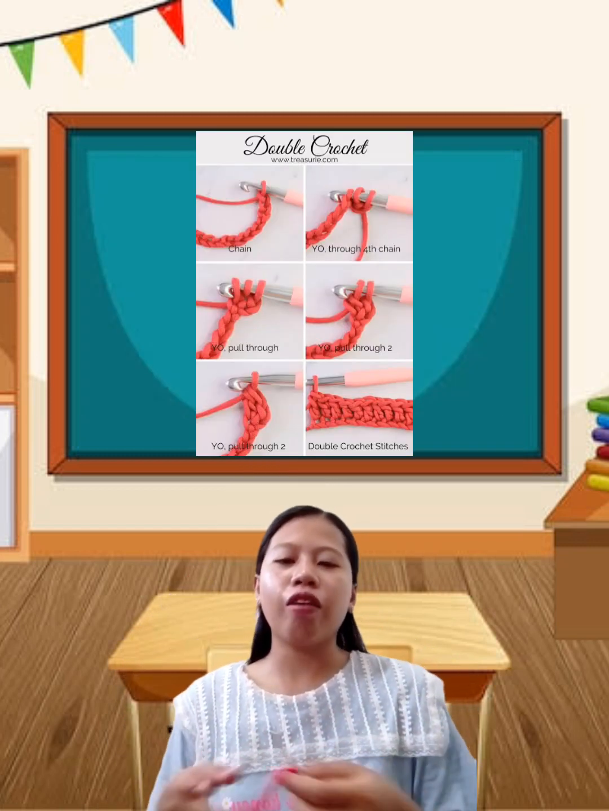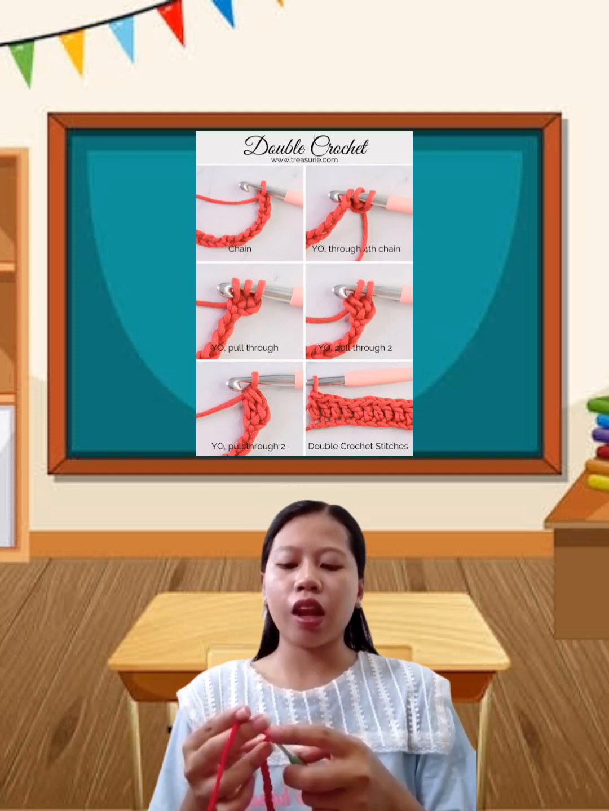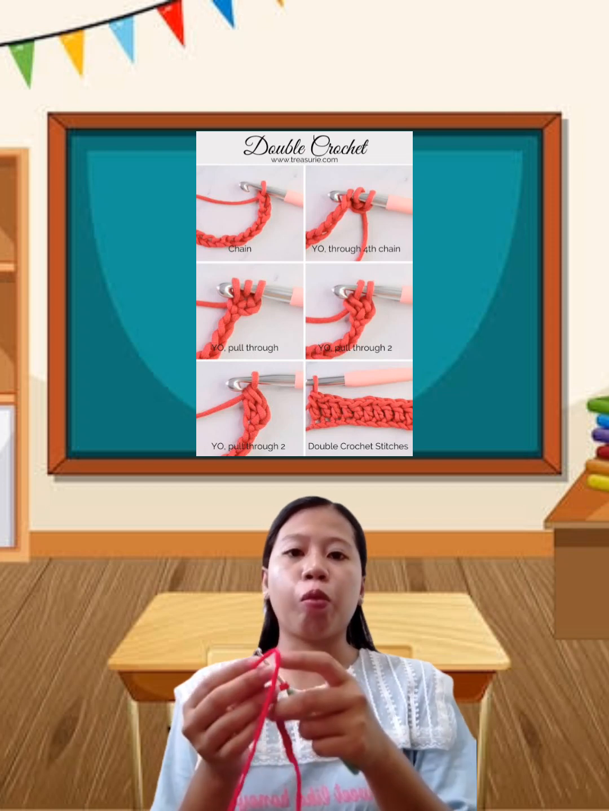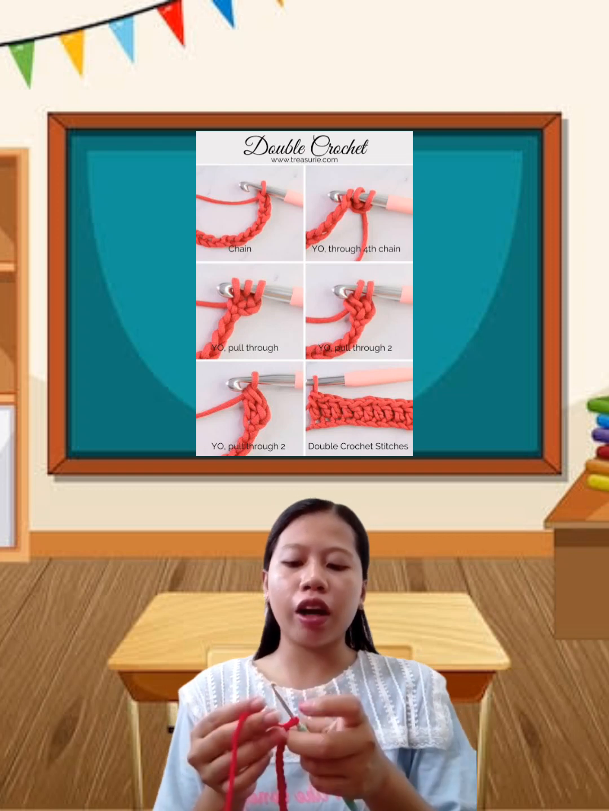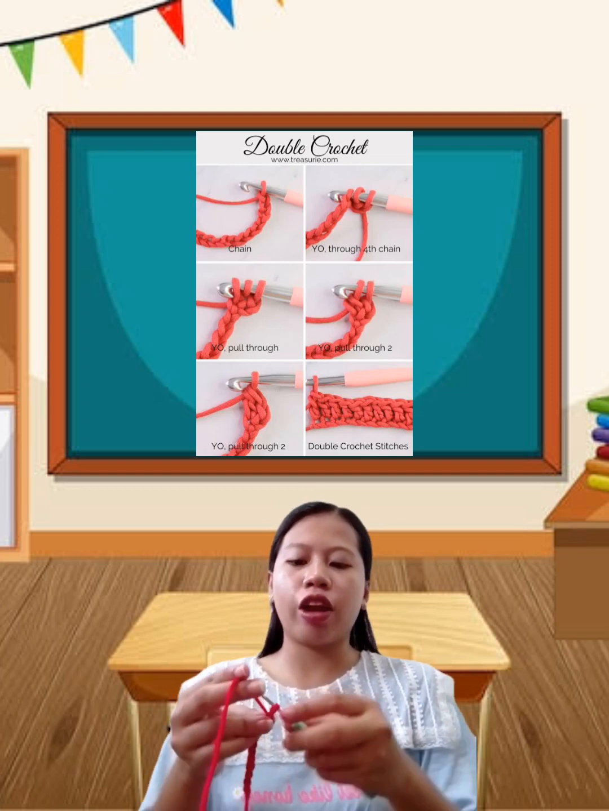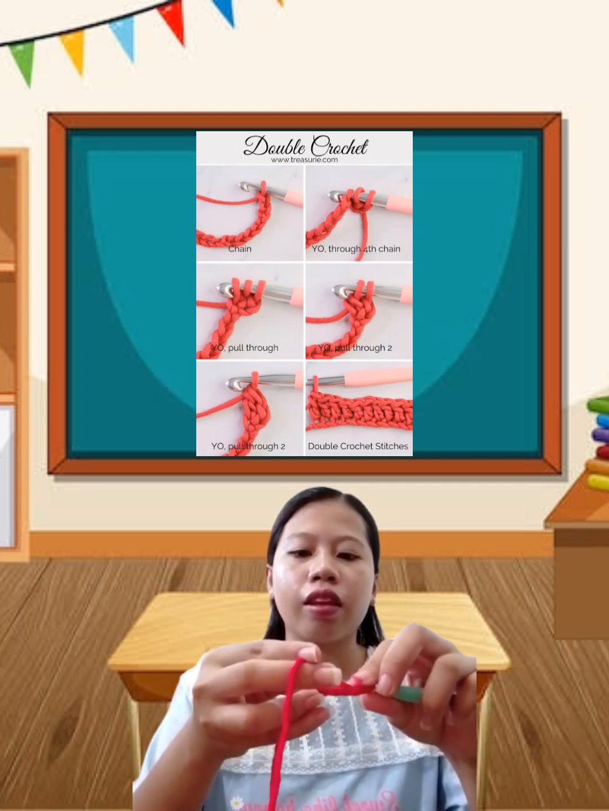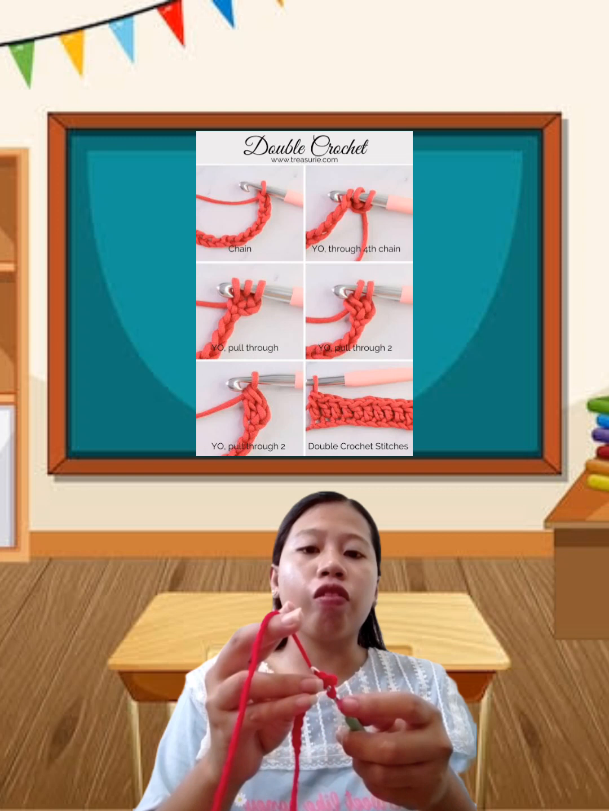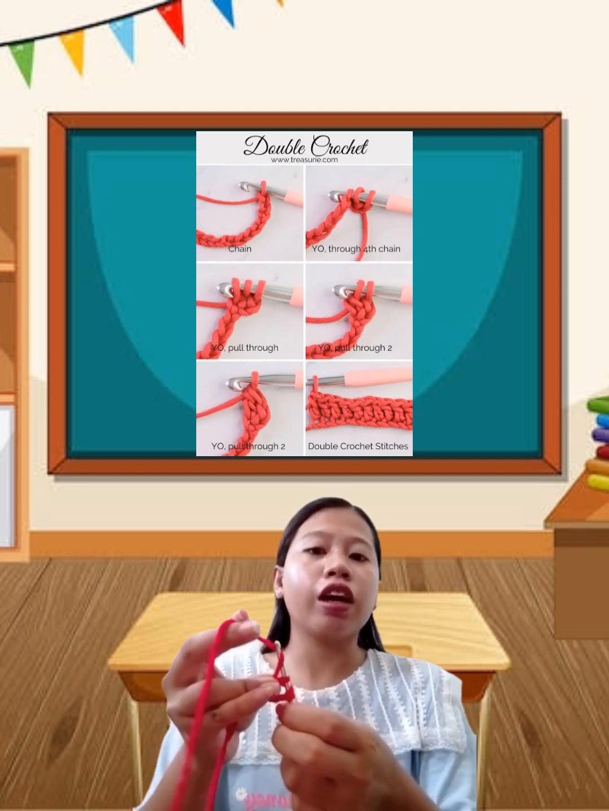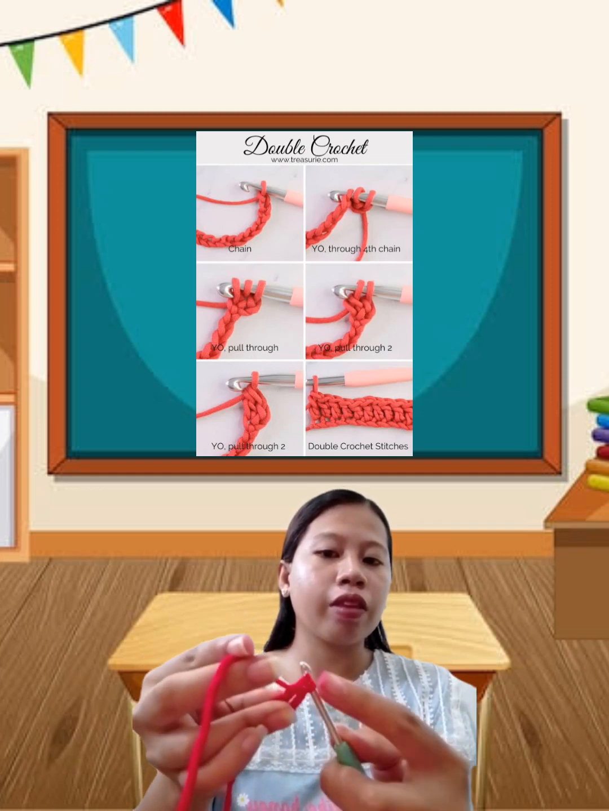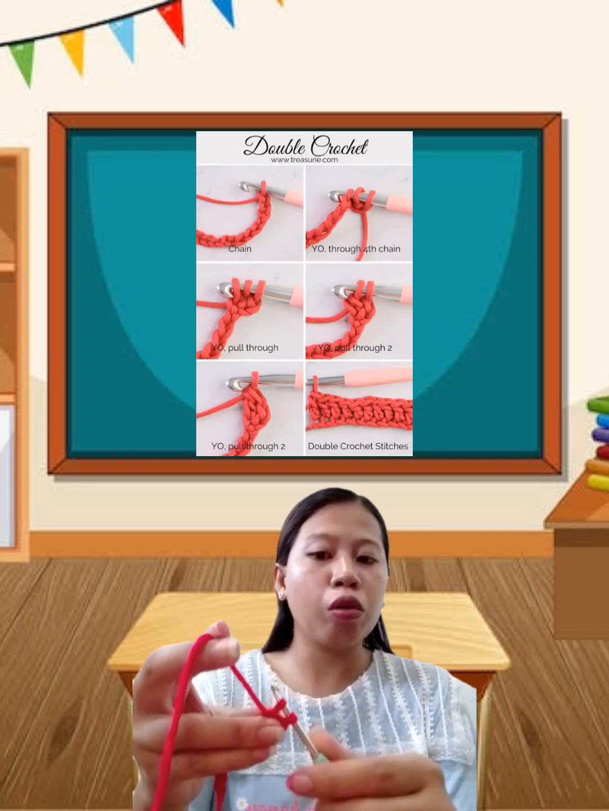Alright, now I will teach you how to make a double crochet. So step 1, chain to your desired length. Step 2, yarn over, then insert through the fourth chain. Yarn over 1, 2, 3, 4. Insert your hook, yarn over and pull through. Step 4, yarn over and pull through 2 loops. Step 5, yarn over and pull through 2 loops again.